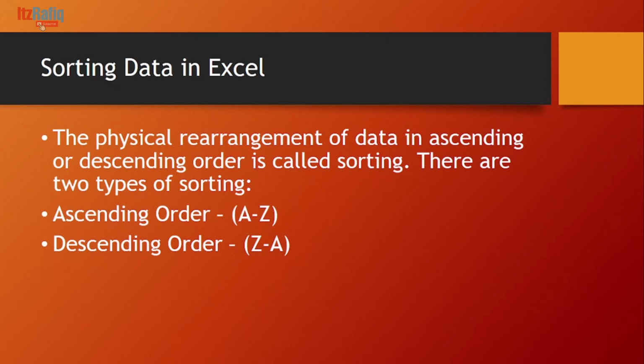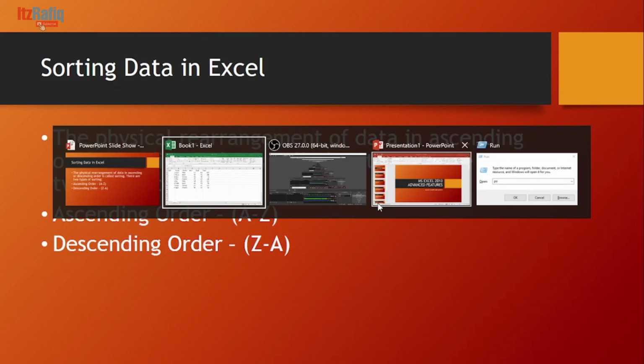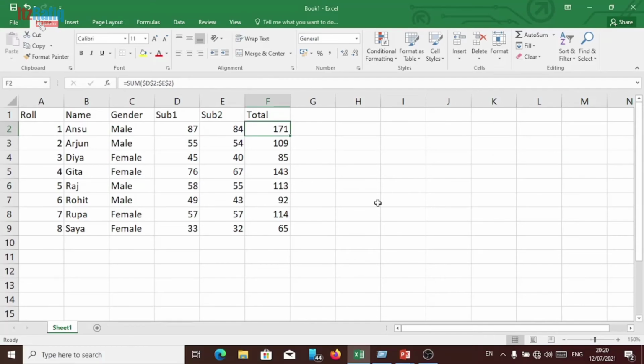Suppose I have written one name, Arjun, in the first name A is small and in the second name A is capital. They will be treated as the same. They will not show in a different position.